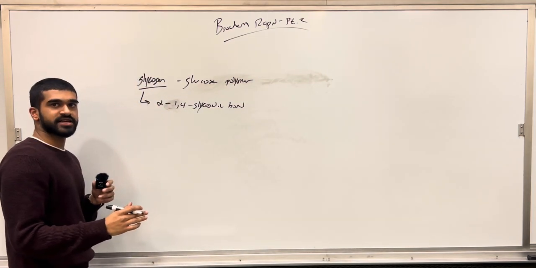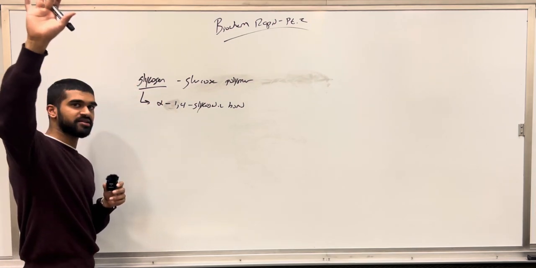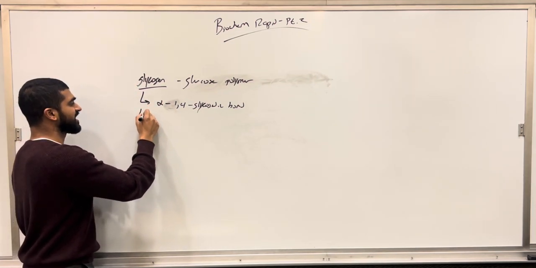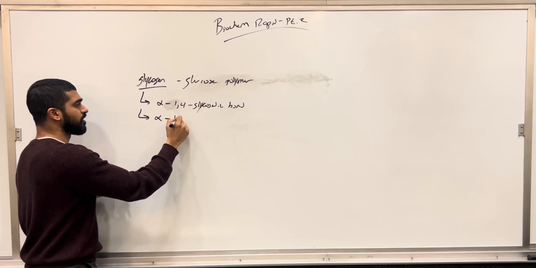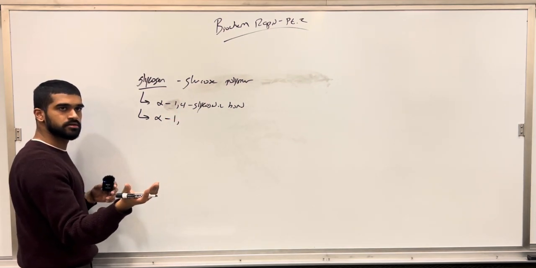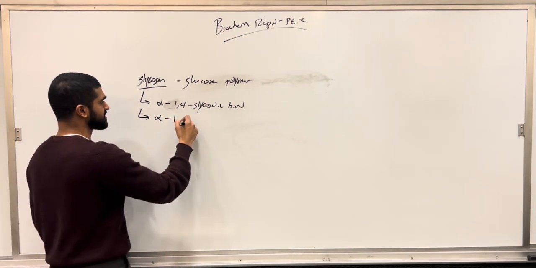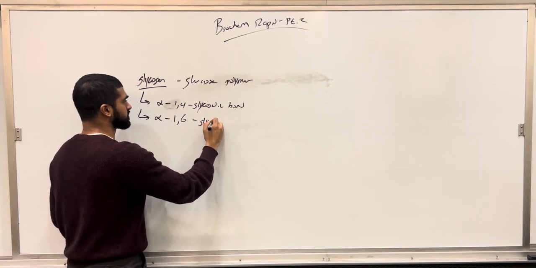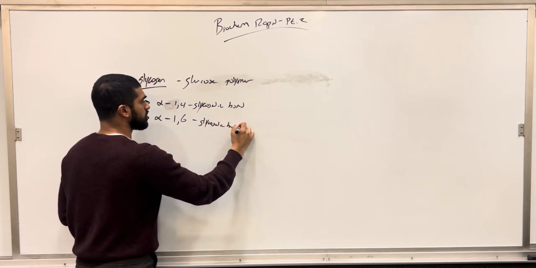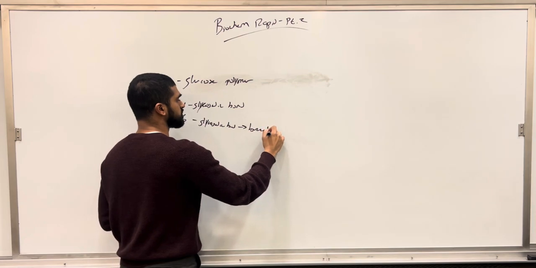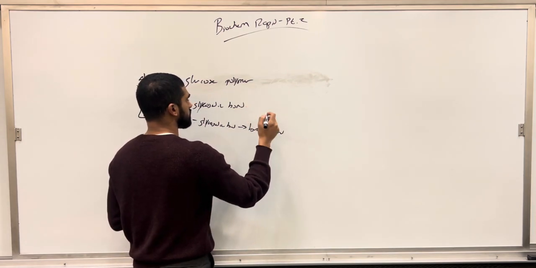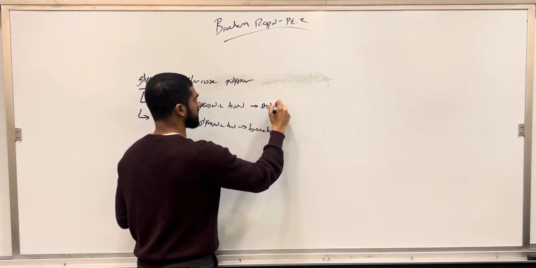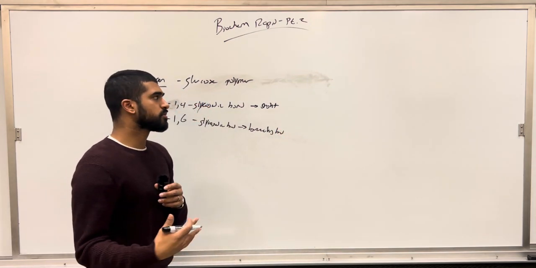The alpha 1,4 glycosidic bond, which is the straight chain bond. And then we have the alpha 1,6 glycosidic bond, which is the branching bond. So this is the straight bond, and this is the branching bond. Now, what do we mean by straight and branching?